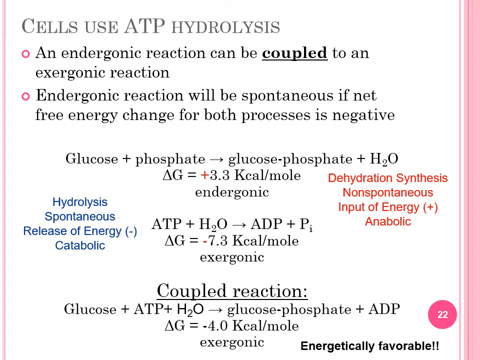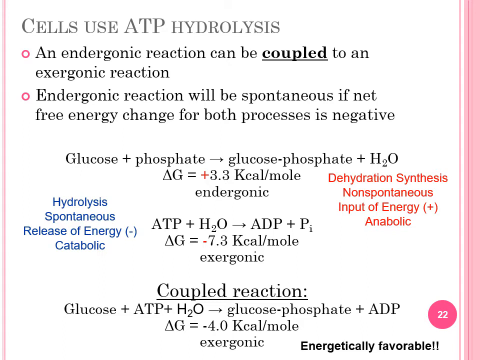Okay, so here's an example of a coupled reaction that we're going to see in the first steps of cellular respiration. In this scenario, we have glucose plus phosphate. This is a phosphorylation reaction because we're adding phosphate to the glucose. That's going to result in glucose phosphate, with water left over. And so because we have this water left over, we know we're talking about a dehydration synthesis reaction.